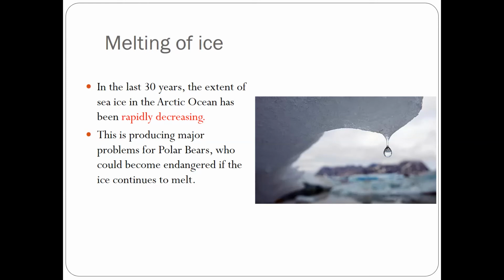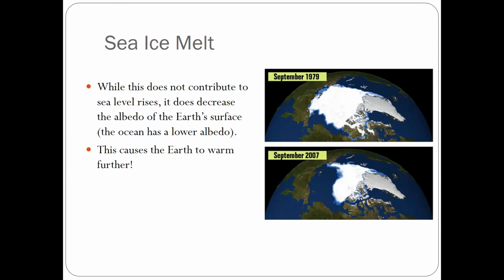However, when we talk about melting of ice, we're not talking about melting of sea ice. Here's why. If you actually take a glass of water and put a few ice cubes in it, let those ice cubes melt, you'll notice that the water level doesn't rise. So when ice melts in a glass of water, the water level in that glass does not rise. So sea ice melt does not increase sea levels. However, when sea ice does melt, that does decrease the albedo of the Earth, which lets the Earth heat up more. That's a positive feedback mechanism.